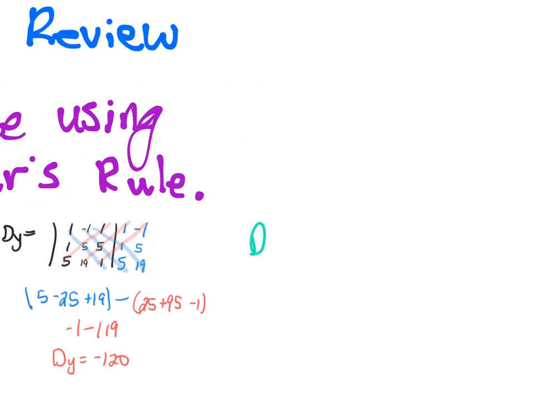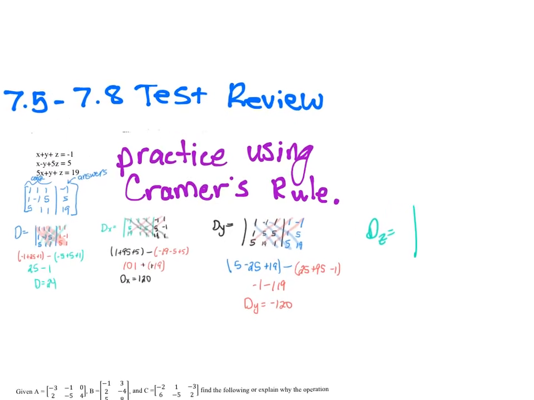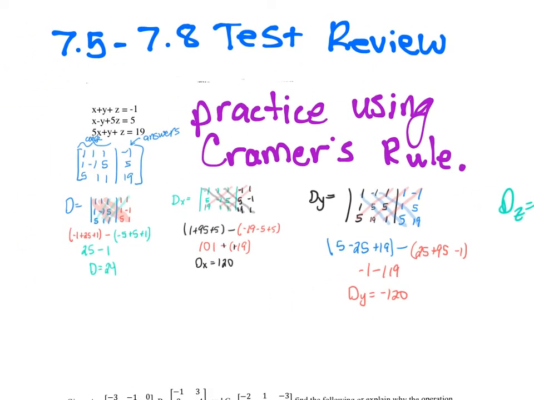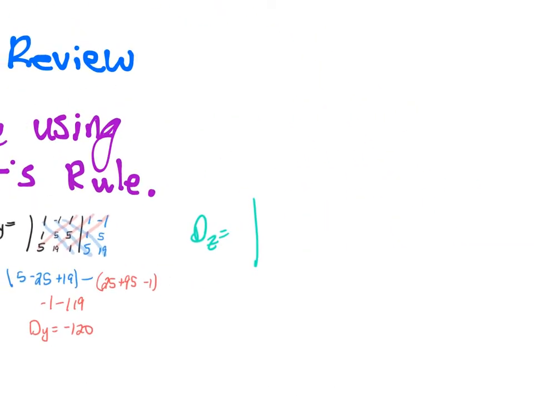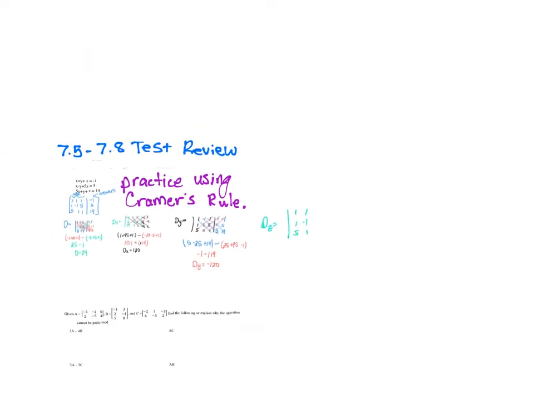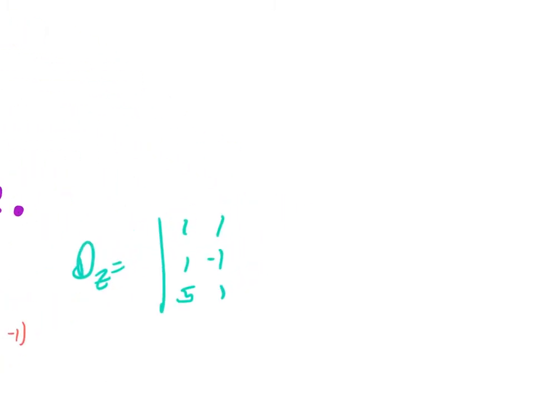So we have d sub z. The coefficients for our x's and y's will be 1, 1, 5, and then 1, negative 1, 1. So 1, 1, 5, 1, negative 1, 1. And then instead of the z column, we're going to put the answers. So negative 1, 5, 19. Negative 1, 5, 19.